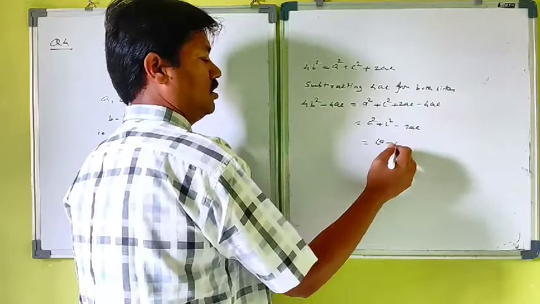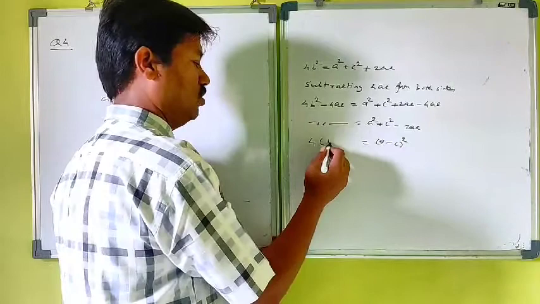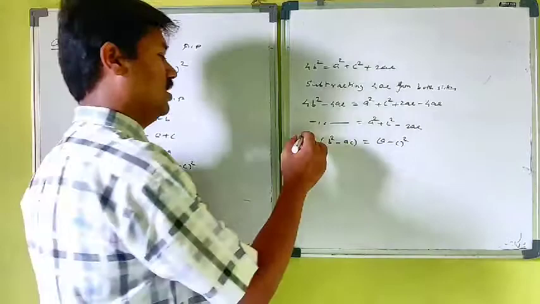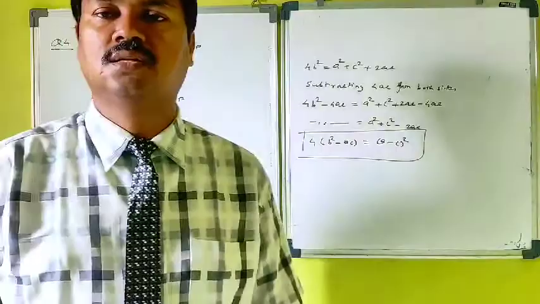And here we can say 4 is common, so in the bracket it is b square minus ac. So the answer is this: (a minus c) the whole square is 4 into the bracket (b square minus ac).